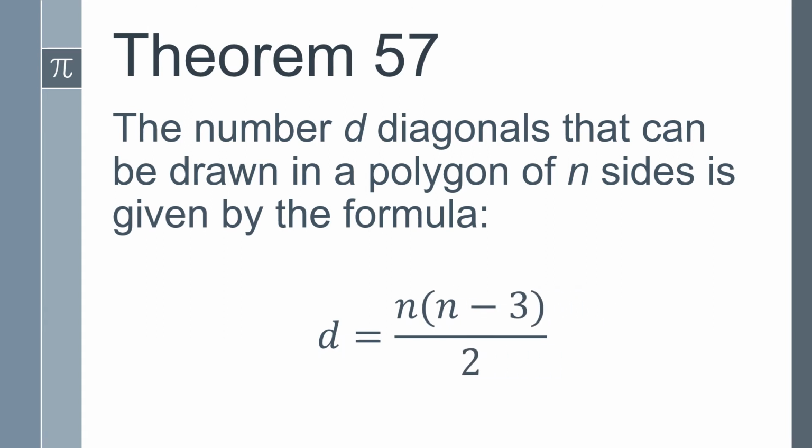Okay, so this formula here is the formula of diagonals, the number of diagonals that can be drawn in a polygon of n sides. Another way of stating this formula is that it's also n squared minus 3n over 2. So either way, you can use either formula to figure out the number of diagonals that can be drawn in a polygon of no matter how many sides.